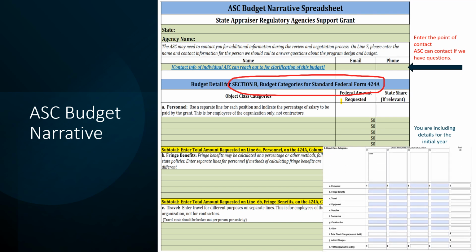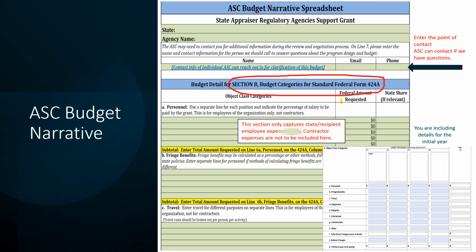As you can see, our narrative includes the same object class categories that were on the 424A. So I provided a screenshot of that. You will see a narrative for personnel, fringe benefits, travel, equipment, supplies, contractual. Construction is there, but this grant does not allow for construction costs. So that would be a 0. And the other category for anything that does not fall nicely into those object classes.